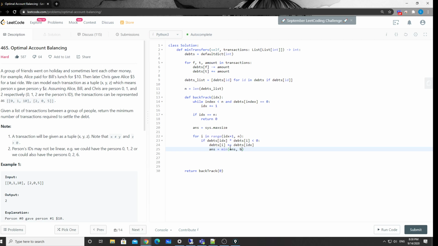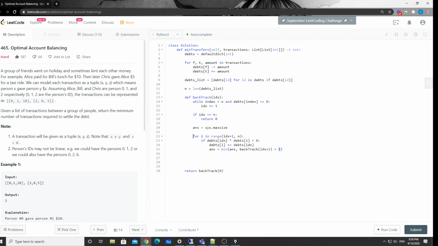Okay, so backtrack, sorry, index plus 1, and don't forget to plus 1 here. This plus 1 means that one transaction. Okay, so that's why we do.